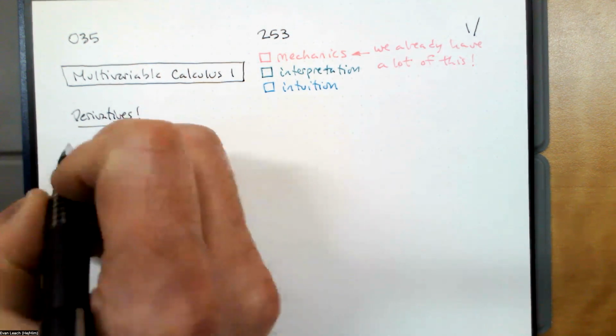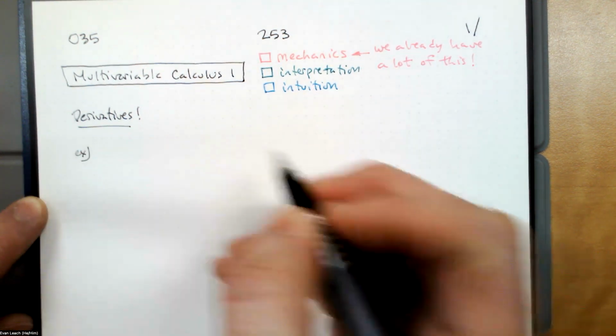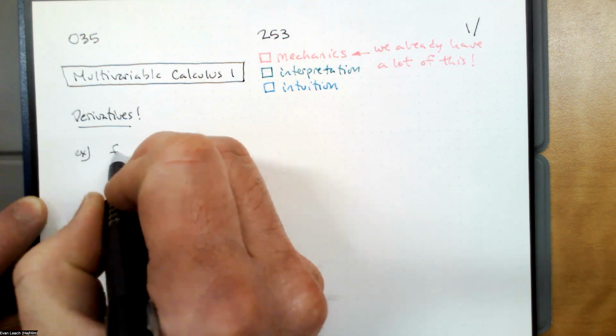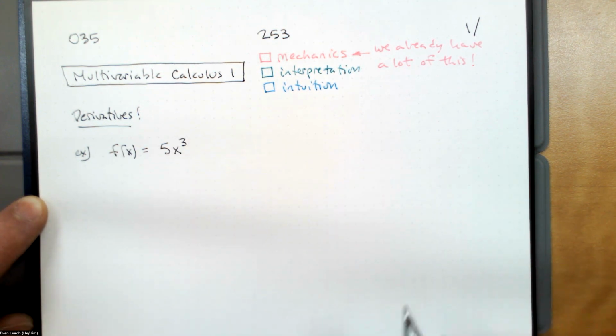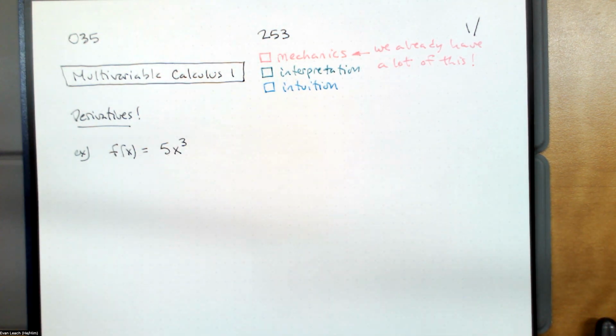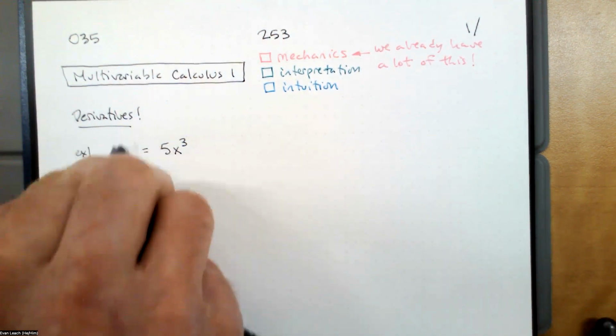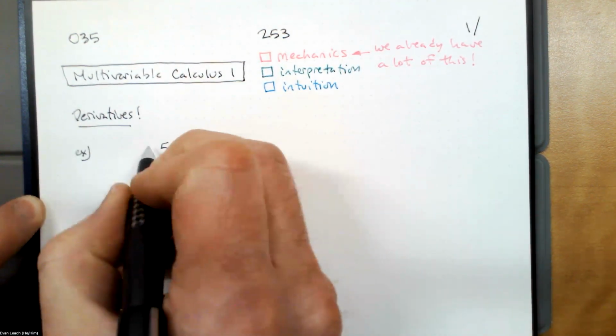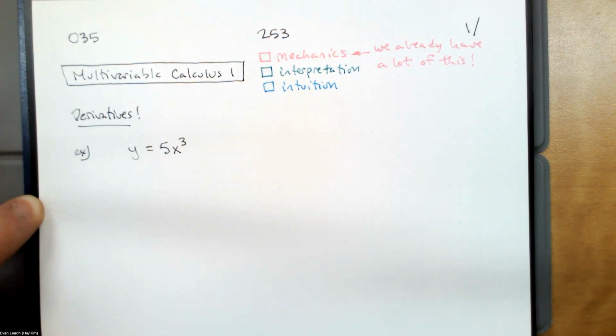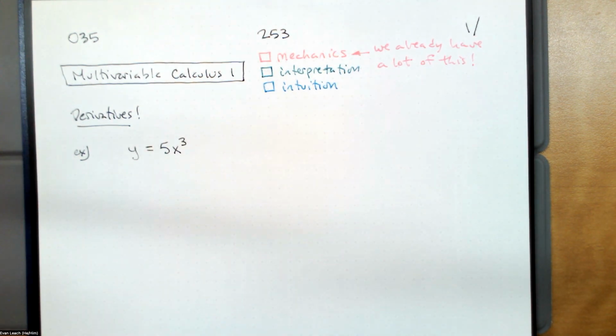So for example, what if I give you f of x is equal to 5x to the third? Actually, I don't want to just say f of x. I want to say y. I'll use two variable type, not so much function type. What is the derivative? I'm not kidding. What is the derivative of 5x to the third?